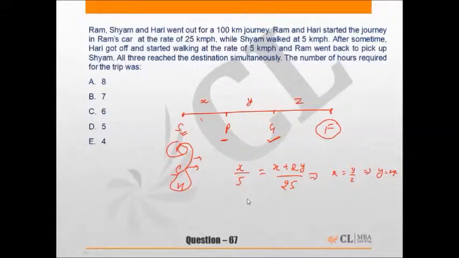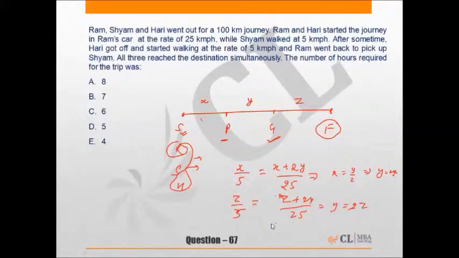Similarly, the time taken by Hari to walk a distance of z kilometers has to be equal to the time taken by Ram to travel from G to P and then from P to F. So the total distance traveled by Ram after he drops Hari at point G is x plus z plus 2y upon 25. From here we get y equals 2z.